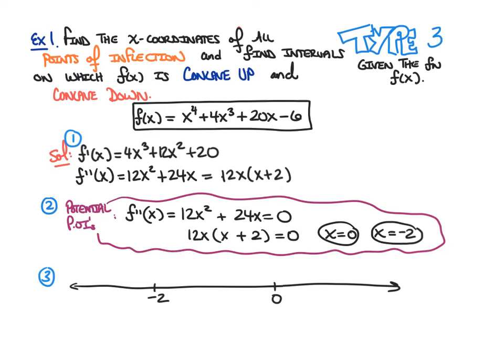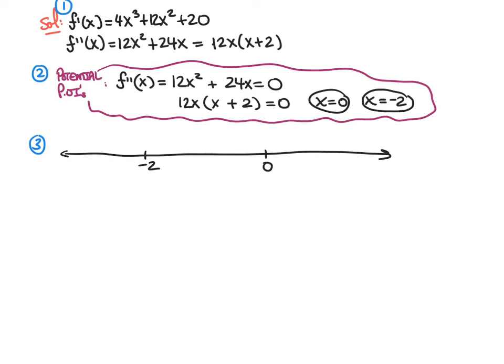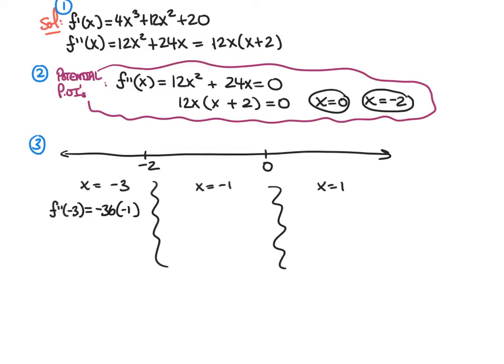Now on that number line, so let me zoom up here, that's going to divide our graph into 3 intervals, separated by those potential POIs, and on each interval you're going to pick a test point. So pick something that's in that interval. So here I'm going to pick -3, -1, and then x equals 1. And finally, you're going to evaluate the second derivative at that point to see if it's positive or negative. I'm going to use the factored version of f double prime here. So when you put in -3, you're going to get -36 times -1, and that's a positive number. So this is concave up.